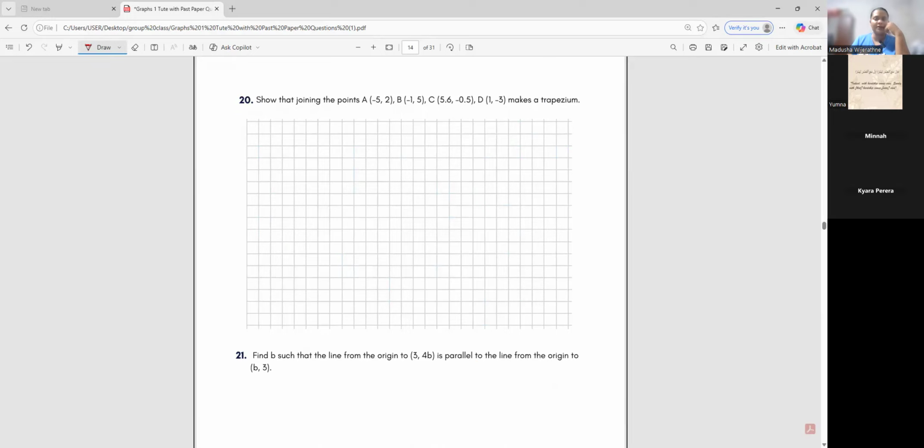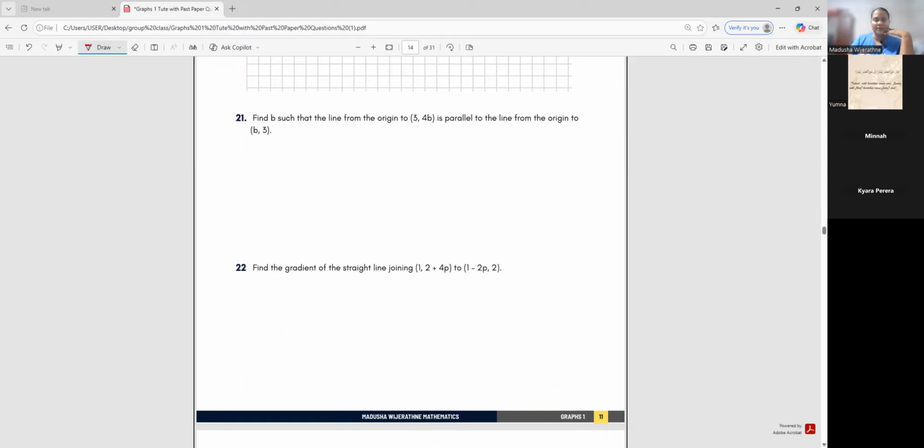Then the 20th one, they have given 4 points. Mark those 4 points on a Cartesian plane and join them. You will get a trapezium. Trapezium is like this. These two sides are parallel. The other two sides are not. There are 4 sides. Only one pair of sides is parallel. This is called a trapezium.